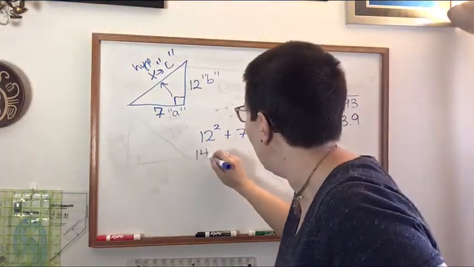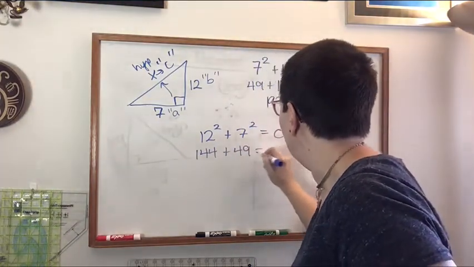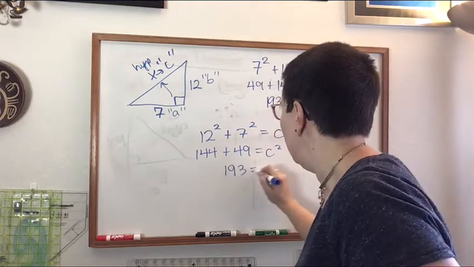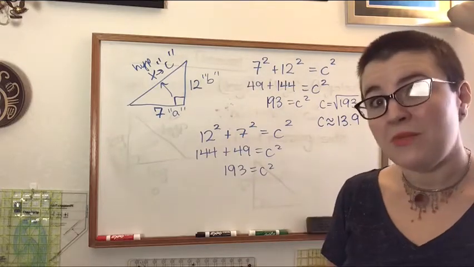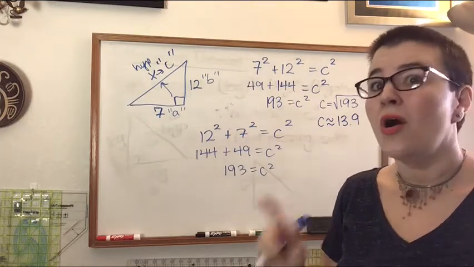Now, check it out. Here is if I do it in the opposite order. Notice I still get the same number. So the order of it is not what matters. You just have to make sure you don't put the hypotenuse on the side that the legs go.